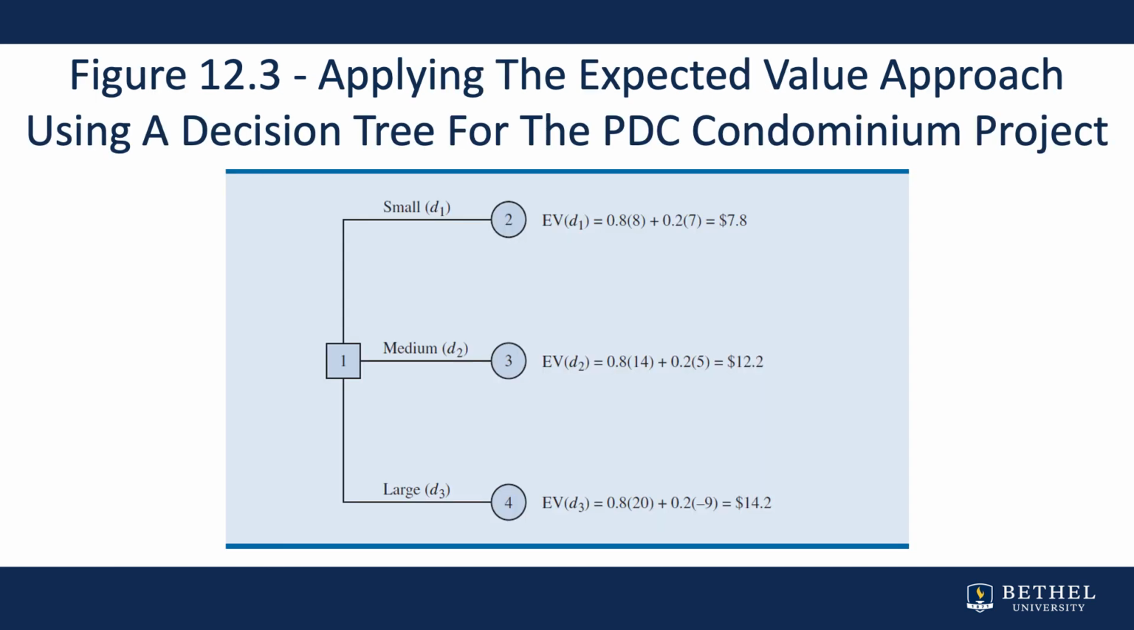If we look at figure 12.3, we're looking at the expected value approach of the decision tree for the PDC condominium project. For each of the decision alternatives, small, medium, large complex, you see the expected value there for each branch. Now let's approach decision analysis with probabilities.